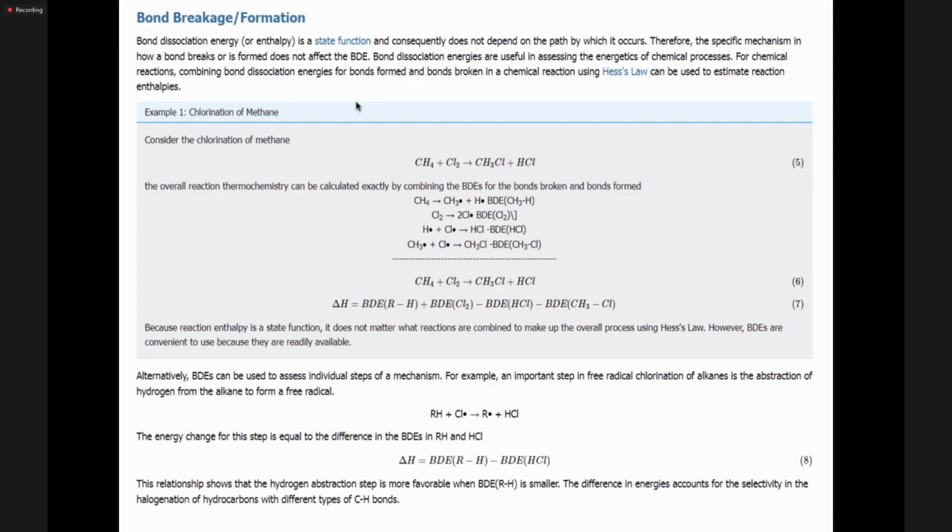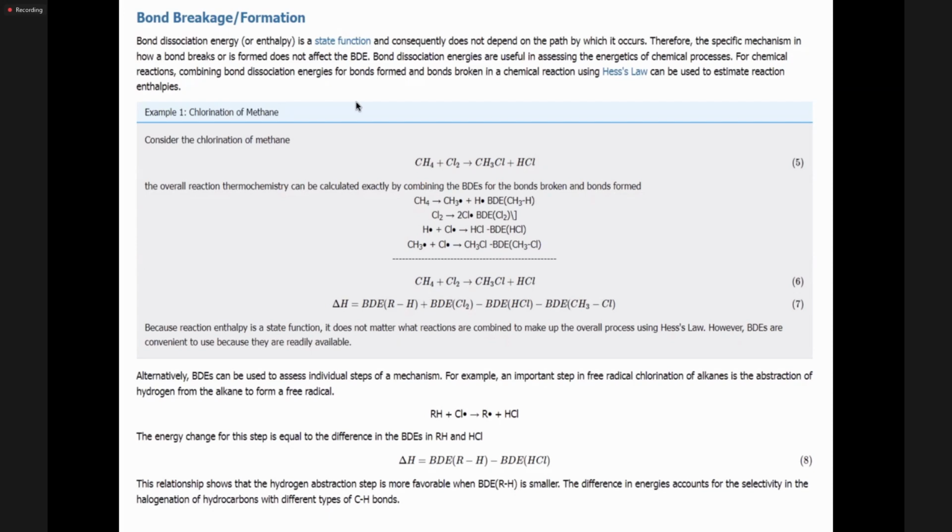These are very useful in assessing the energetics of chemical processes. Now, for chemical reactions, if we combine the bond dissociation energies for bonds formed and bonds broken, then we can easily apply Hess's law over here. In the last class, I specifically discussed Hess's law of constant heat summation, and it can be used to estimate the reaction enthalpies.